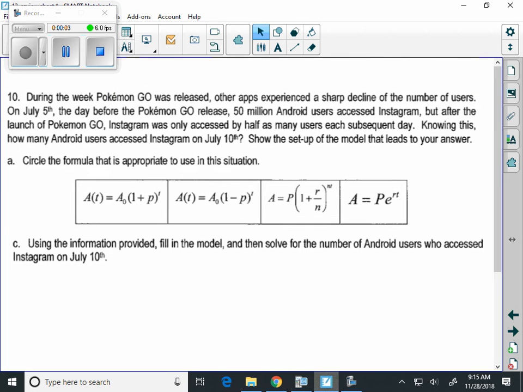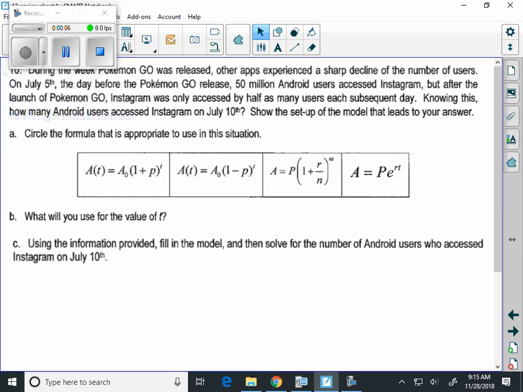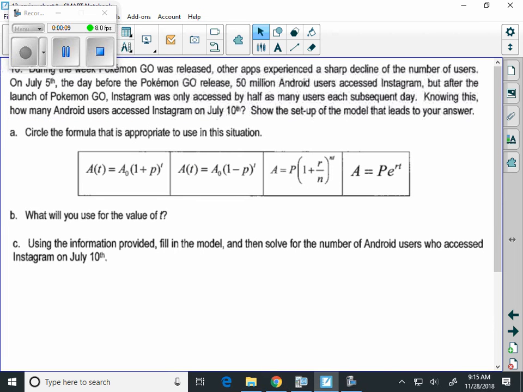During the week Pokemon Go was released, other apps experienced a sharp decline in the number of users. On the fifth day, on July 5th, the day before the Pokemon Go release, 50 million Android users accessed Instagram. But after the launch of Pokemon Go, Instagram was only accessed by half as many users each subsequent day. Knowing this, how many Android users accessed Instagram on July 10th?